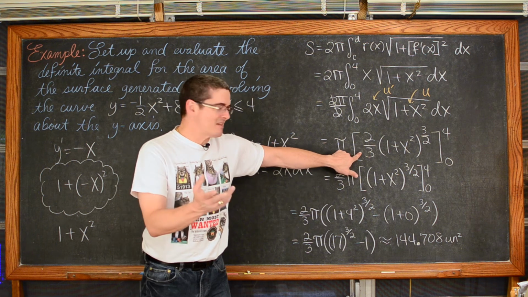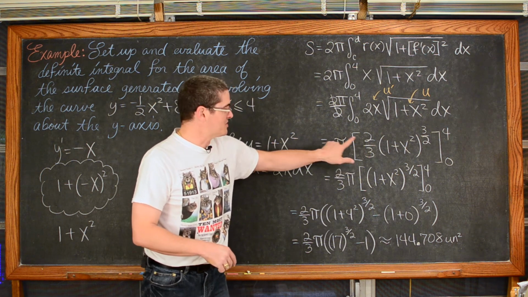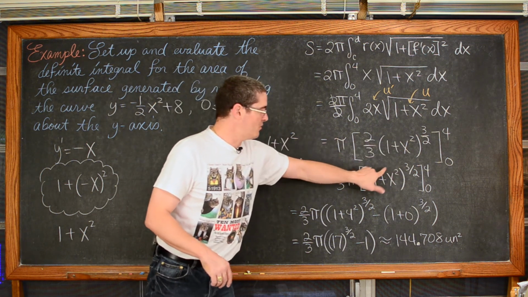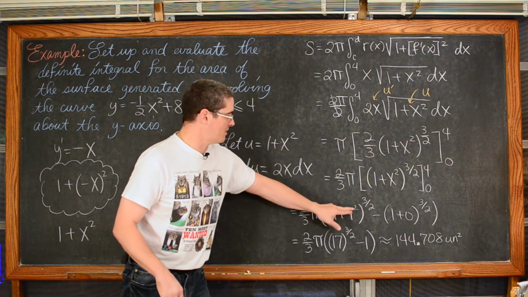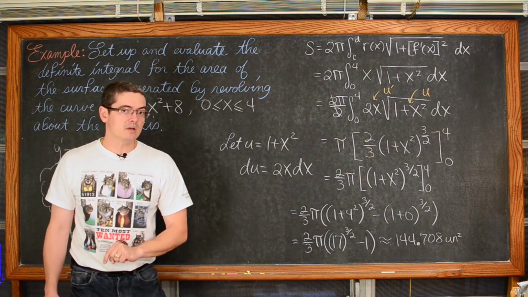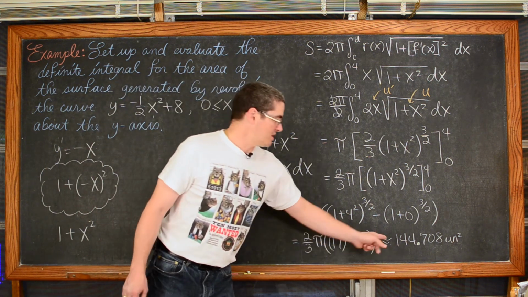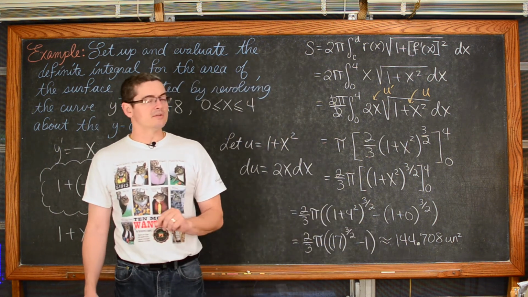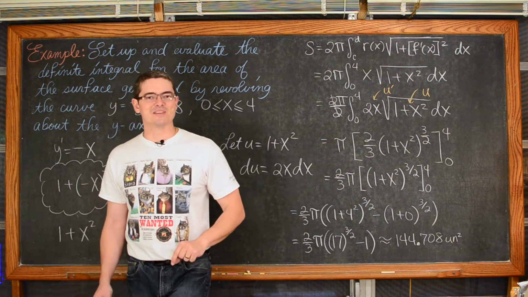To make life a little bit easier, I took our constant multiple of 2/3 and moved it out front, then I went ahead and expanded this expression with our upper limit of 4 and our lower limit of 0, and got an approximate area of our surface of revolution of 144.708 square units. Last example. Bam!